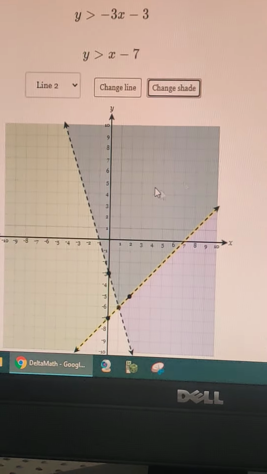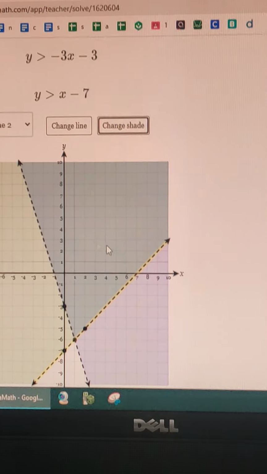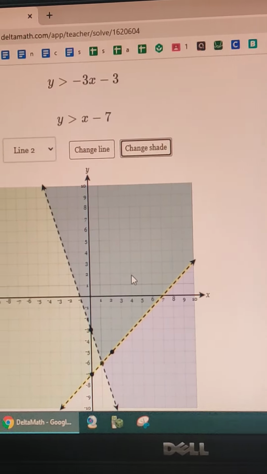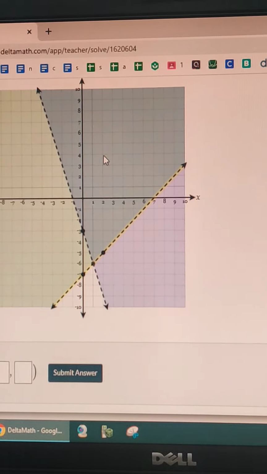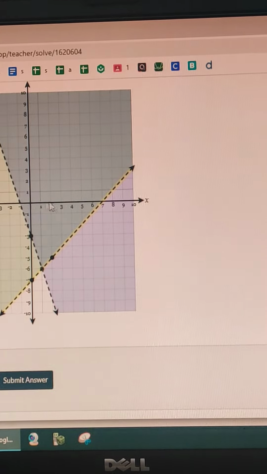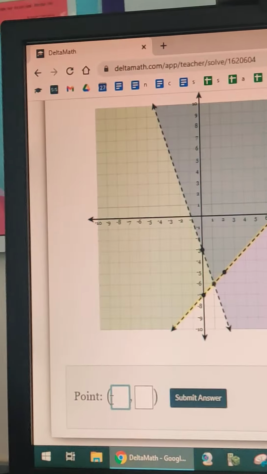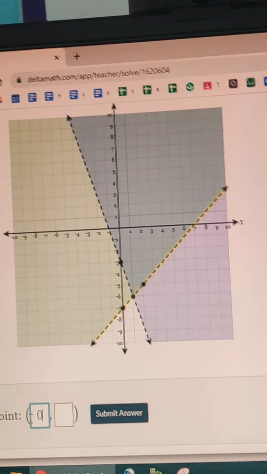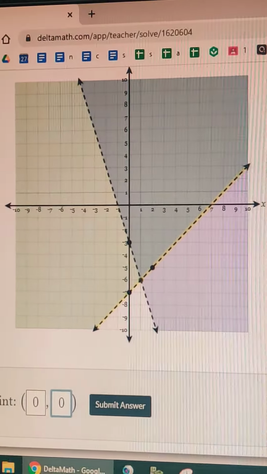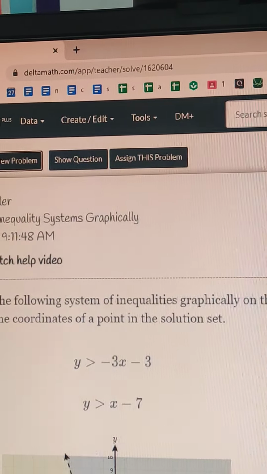Now again, this kind of overlap is where the answer is. So they want you to put any point in that bluish zone. Anything you put here is fine. 0, 0, 5, 0, 8, 8, anything. So 0, 0 is totally good. 0, 0, and that's it. You could put any point there and that'd be fine. Okay.